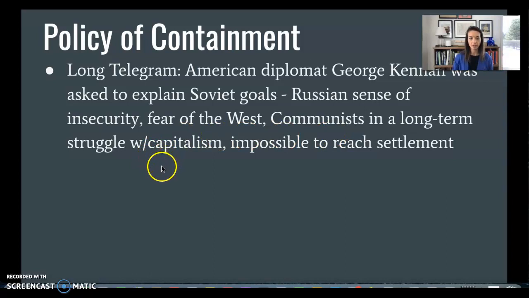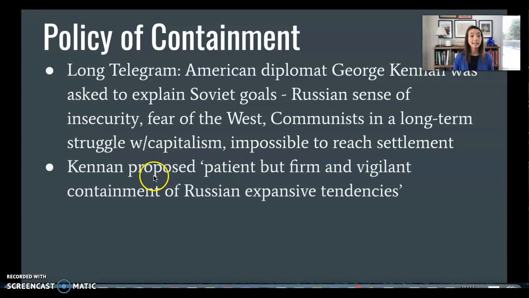These are all things that we just talked about. I'm giving you what Kennan advised the president. And that it was going to be impossible for the United States and the Soviet Union to come to any kind of agreement, okay? Kennan proposed that the United States be patient but firm and vigilant with containment of Russian expansive tendencies.